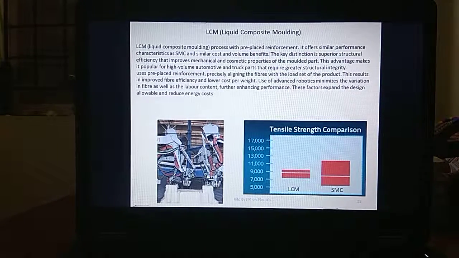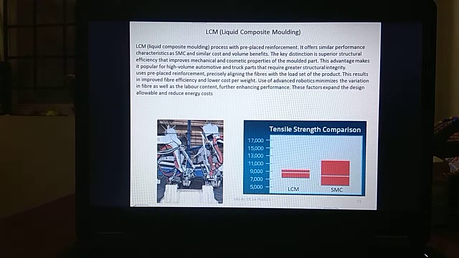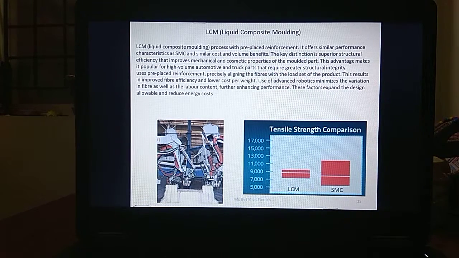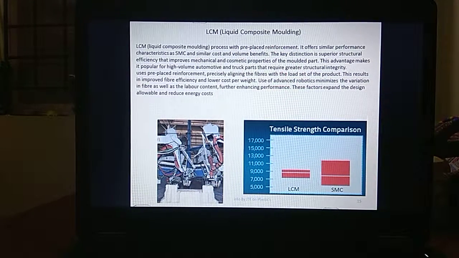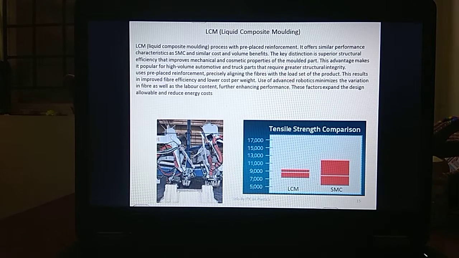The key distinction between SMC or BMC and LCM is that more concentrated mechanical properties can be achieved. The key distinction is superior structural efficiency that improves the mechanical and cosmetic properties of molded parts. This advantage makes it popular for high volume automotive and truck parts that require greater structural integrity.